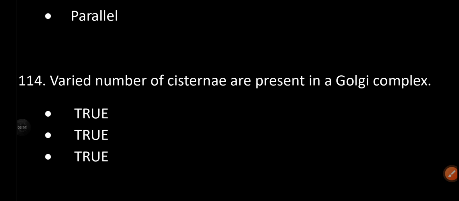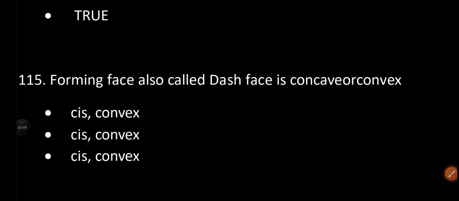Varied number of cisternae are present in a Golgi complex. True. Forming phase is also called cis phase, and that is convex. Forming phase, also called cis phase, is also called convex phase. Forming, cis, convex.